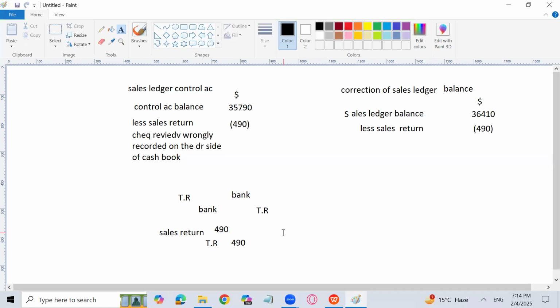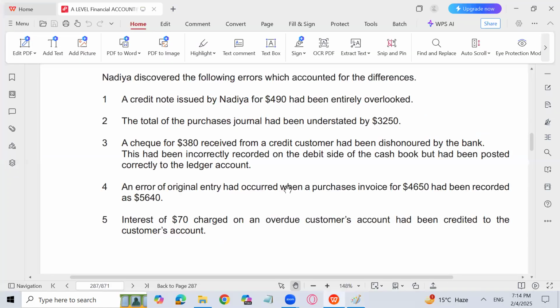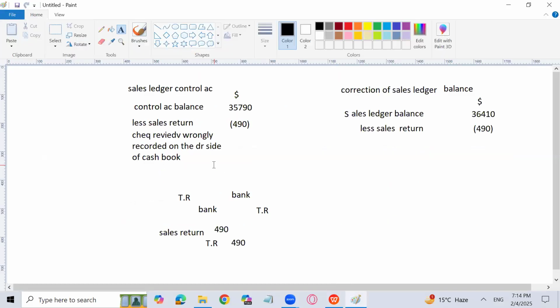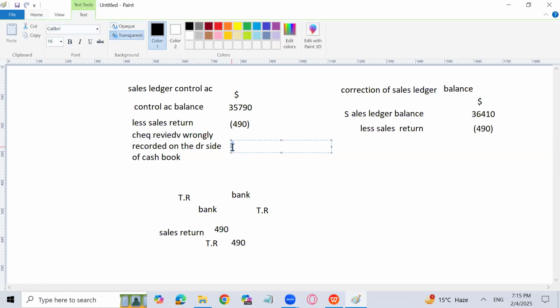Right? So now we have to correct it because a check receipt had already been dishonored by the bank. This had been incorrectly recorded on the debit side of the cash book, but had been posted correctly to the ledger account. So the control account, because the error is in the books of prime entry and the individual ledger account is correct. So it will be written over here only, and we will debit the trade receivable. It will be added with the double amount.